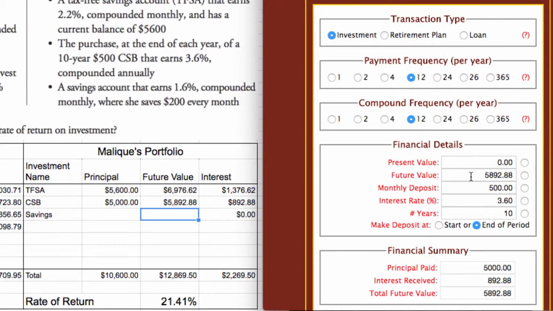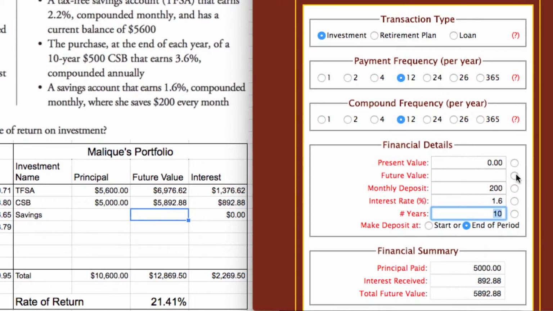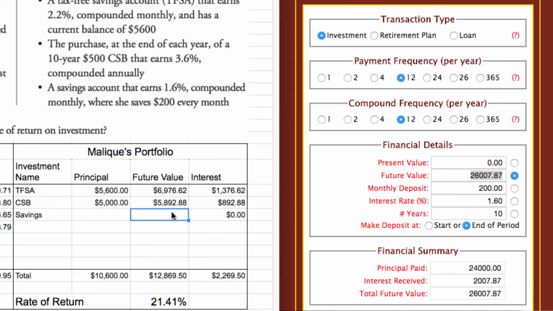Nothing to start. Future value we're going to solve for. Monthly deposits 200 bucks. Interest rate 1.6. Typo, 1.6. And how many years? Is it 10 years? Yeah, 10 years still. Did I forget anything? Looks good. Boom, future value, survey says 26 grand. Woo, way to go, Malik. So we're going to plug that in here.